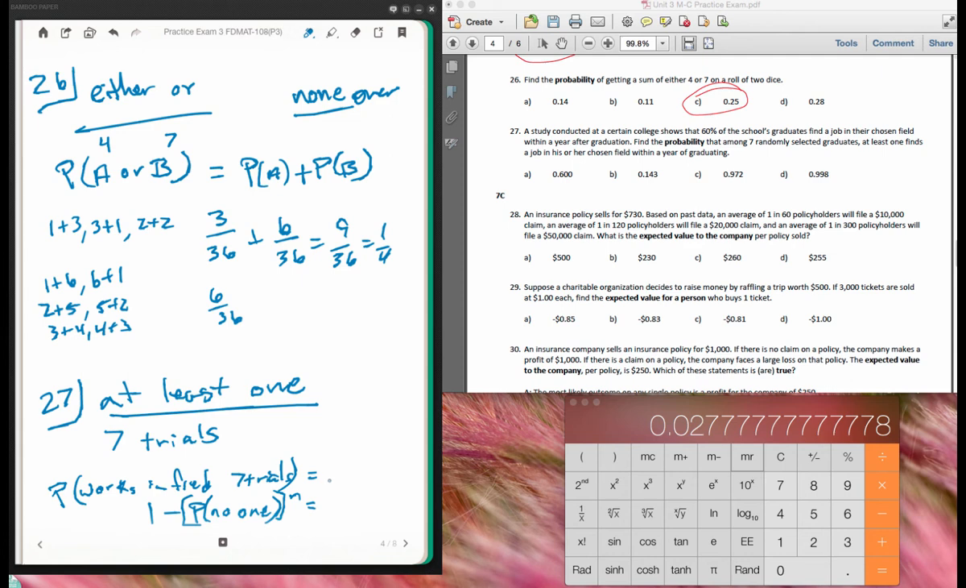And in this case, what we have is 1 minus, now what's the probability that I don't get anyone? Now 60% of the graduates find a chosen field, so not getting anyone is 0.4, and we'll raise that to 7, the number of trials. So 0.4 raised to 7 will give us that value, and then we're going to do 1 minus that. So it's 0.9983. So D is the correct answer.